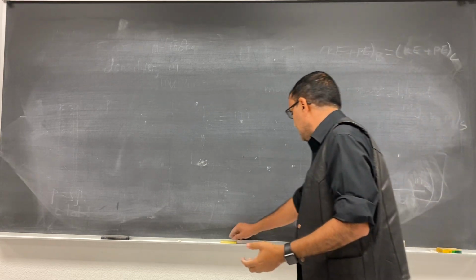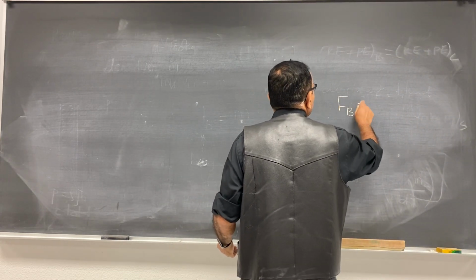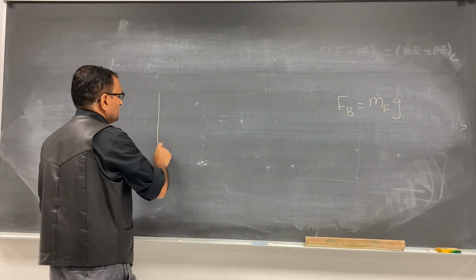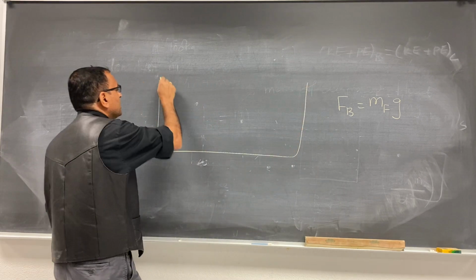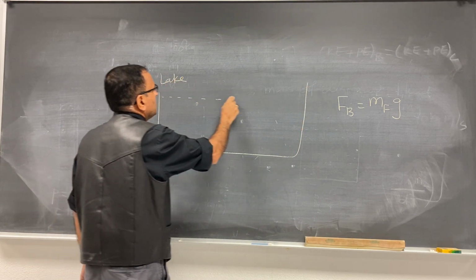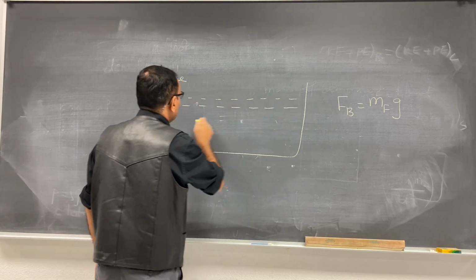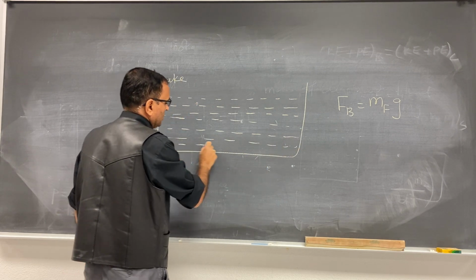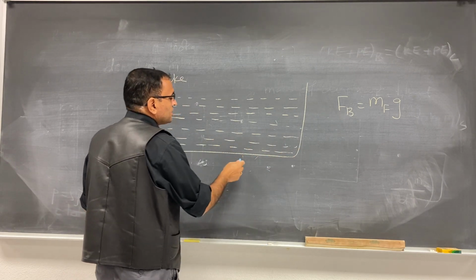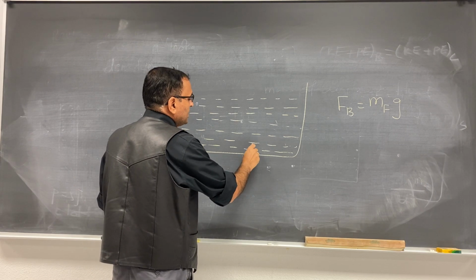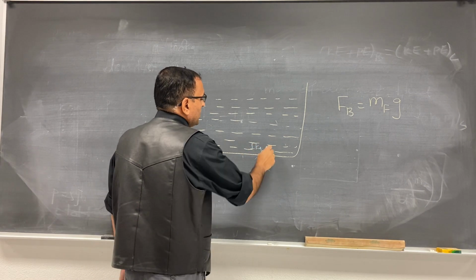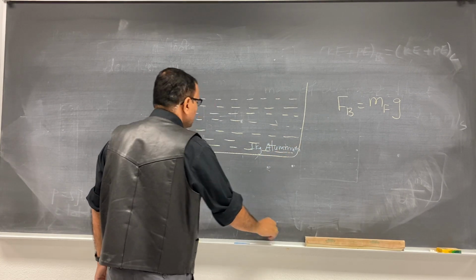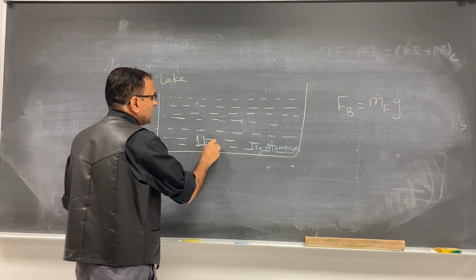The buoyant force is, again, look here, I gave you the formula. Buoyant force is mass of displaced liquid times gravity. Let us suppose this is a pond, a lake. Here is water, or any liquid. And there is, let's say, 1 kg aluminum, and let us suppose 1 kg lead.